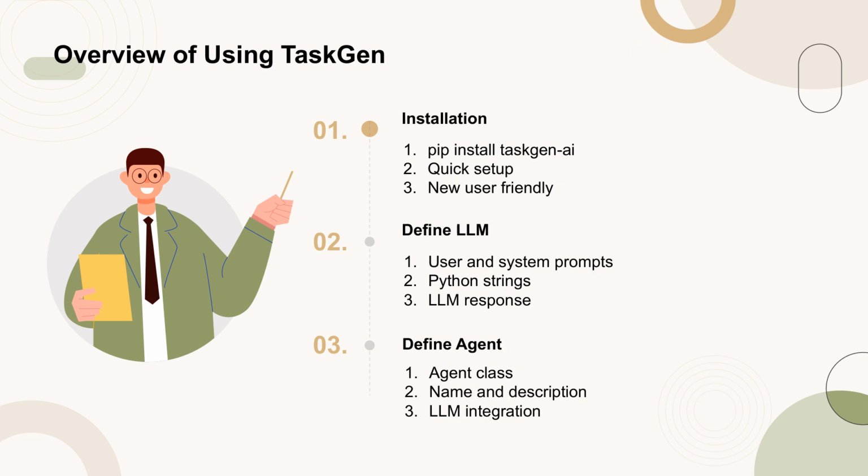TaskGen is designed to be user-friendly, allowing any new user to learn it within just 5 minutes. The first step is to install TaskGen using pip install TaskGen AI. Next, define the language learning model, LLM, which takes user and system prompts as Python strings and returns the LLM-generated response. Then, define an agent by creating an agent class with a name, description, and integrating the LLM.